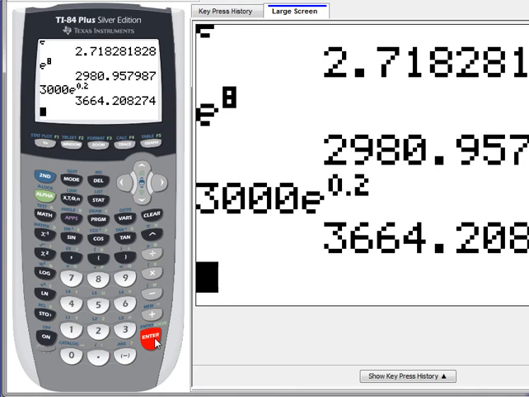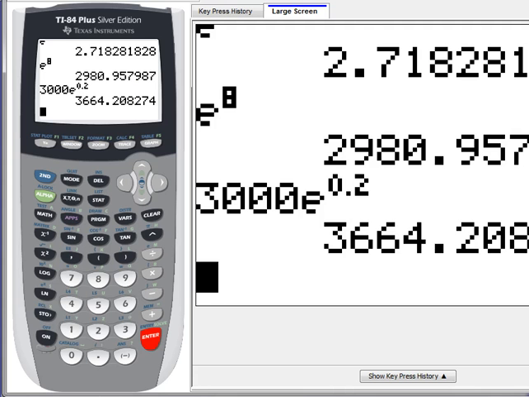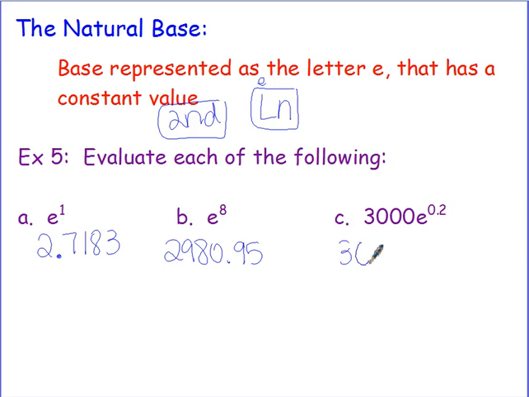And so we get 3,664. No, I wrote that wrong. Sorry. What was that number? 3664.21. So the reason that I wanted to introduce this is because you can graph with these as well.